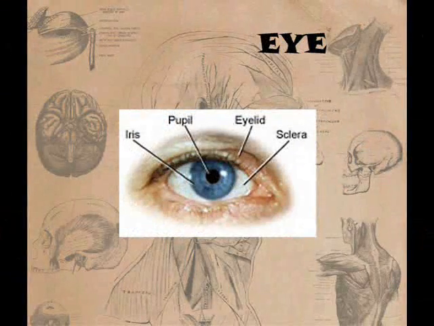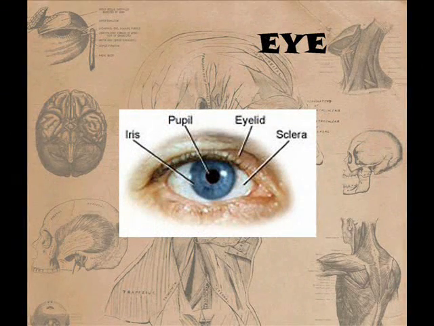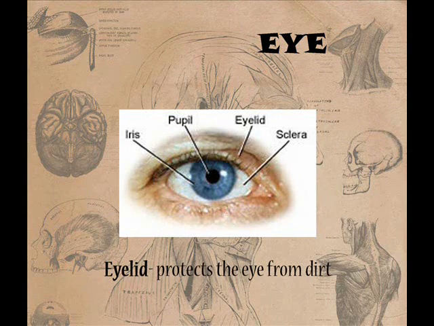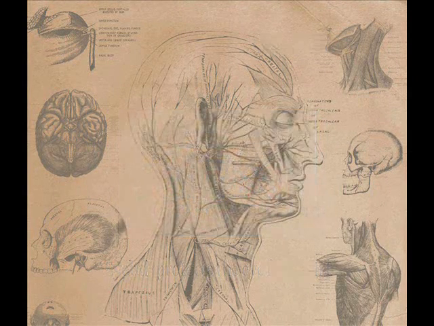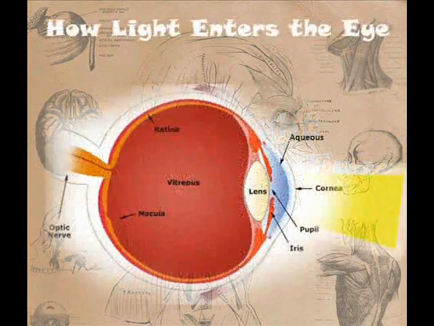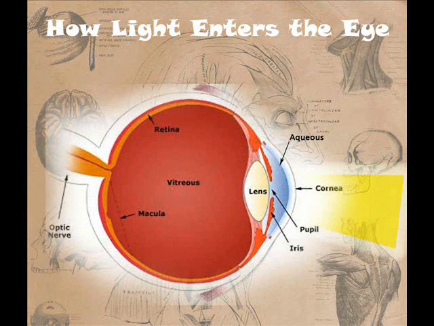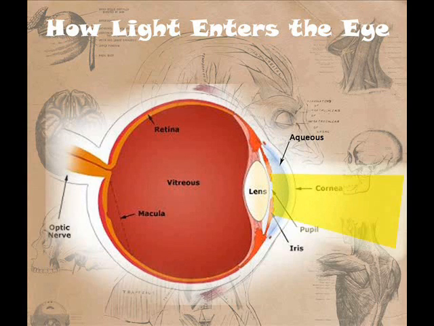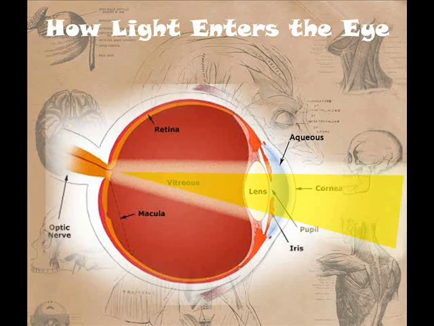Here is an illustration of the eye's front view. Here is the pupil, iris, sclera, and eyelid, which also protects the eye from dirt. How does light enter the eye? First, the cornea lets light into the eye and also helps focus light. It passes through the aqueous humor to the pupil, then to the lens. From the lens, it passes through the vitreous humor and focuses onto the retina.